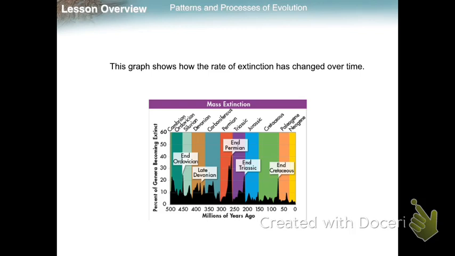You can see here a graph of how the rate of extinction has changed over time. We see time passing here, in millions of years ago, so right here is present day at 0 million years ago. And then you see some of the different time periods with the geologic time scale that we've been talking about. And these spikes, the end of the Ordovician, end of the Permian, end of the Triassic, end of the Cretaceous, these would indicate areas of mass extinction.